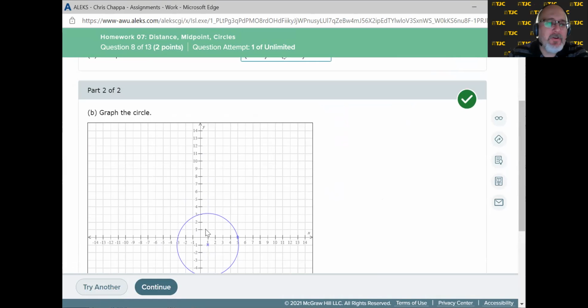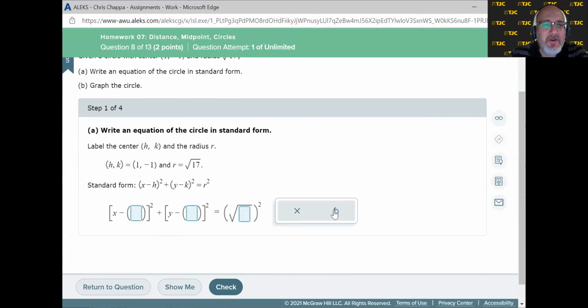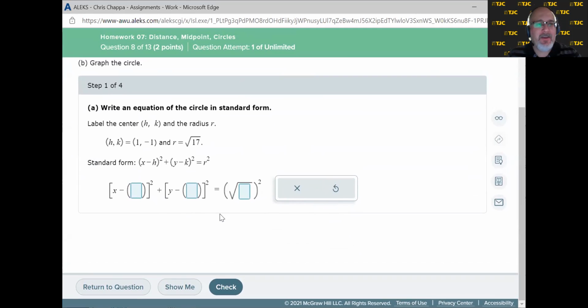I just realized I don't want to call it a fatal flaw, but I'm going to click guided solution to see what it says to do here. Yeah. Stick the numbers in.